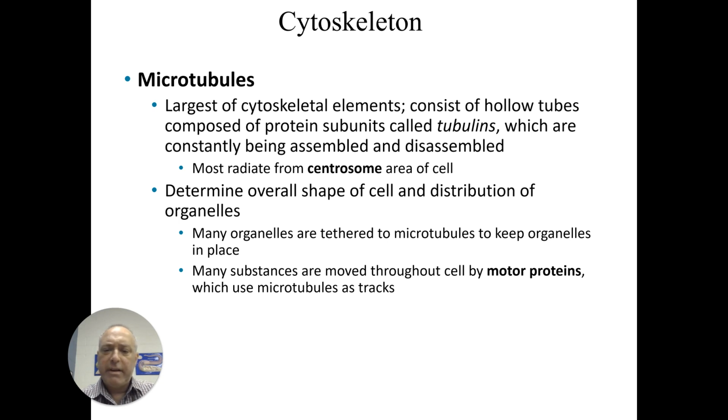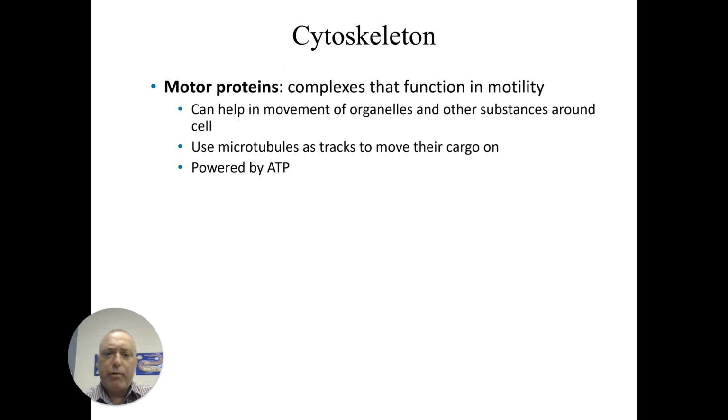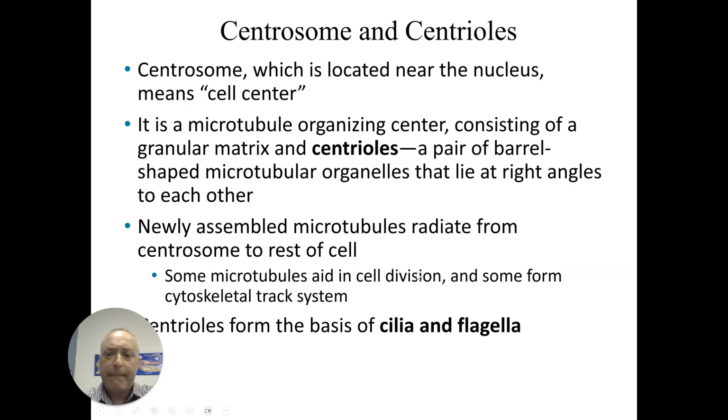These are hollow areas that have a centrosome. They can interact with motor proteins and act as ropes that can pull certain areas of the cell. The motor proteins can walk on this region. And so here it shows tubulin subunits, and then a cell down here with all the microtubules stained, so you can see all of this cytoskeleton here. So the motor proteins function in motility, and they are powered by ATP.